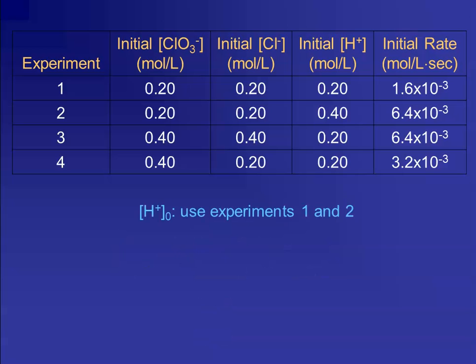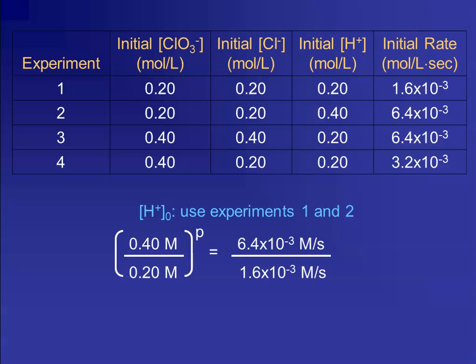And then finally, I have H plus. This time I would do 2 over 1. And I do think you're going to see a different order this time. I think this time we're seeing that H plus has a greater impact on the rate of our reaction, that the order with respect to it is 2.